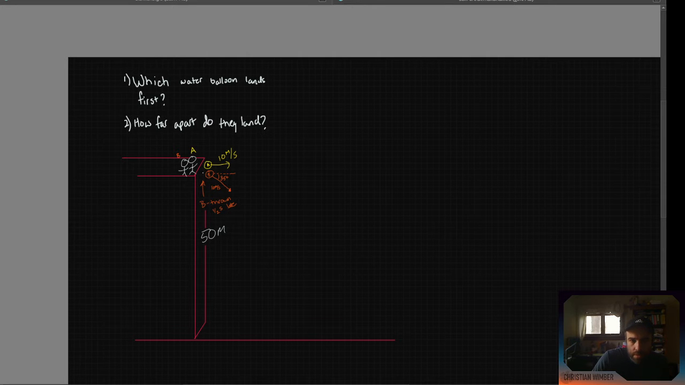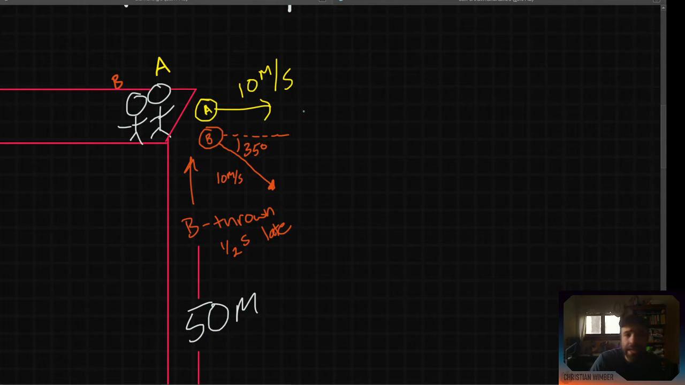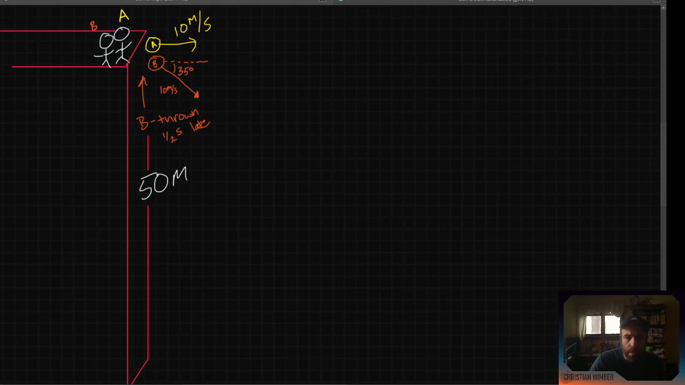So let's do a simpler problem first. We have person A. Person A is going to throw a water balloon off the side of this building at 10 meters per second, just straight horizontally. So person A throws their water balloon 10 meters per second, perfectly horizontally, 50 meters above the ground. And we're going to be asking you about where it lands, when it lands, stuff like that.